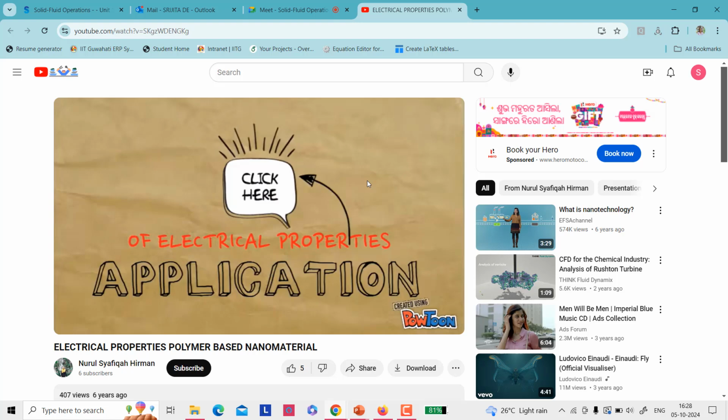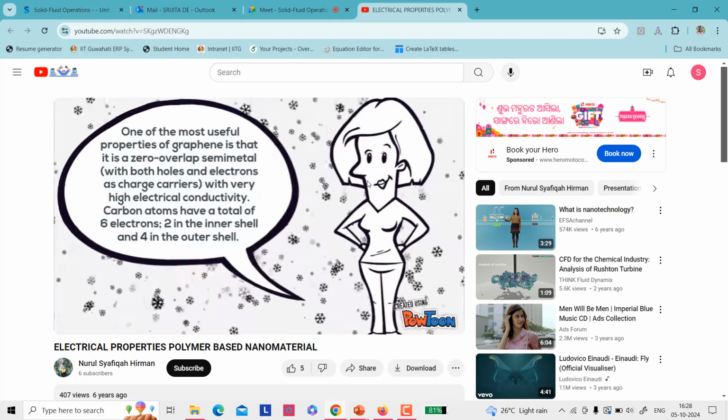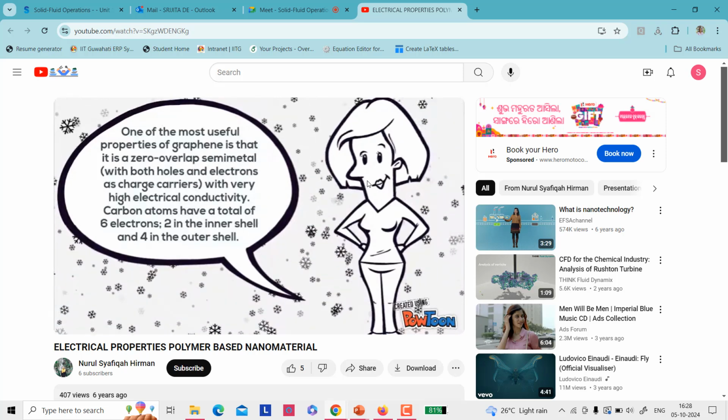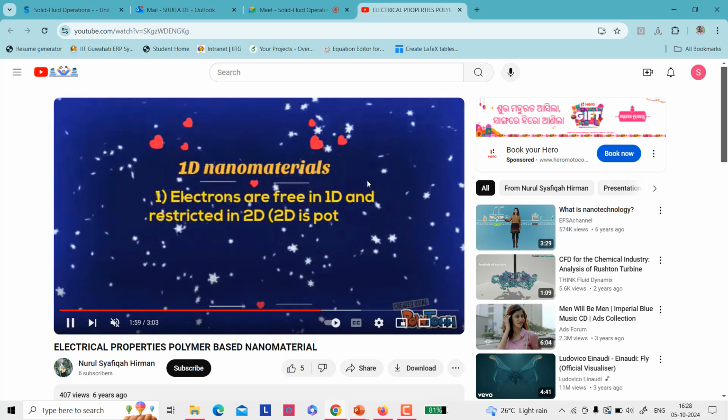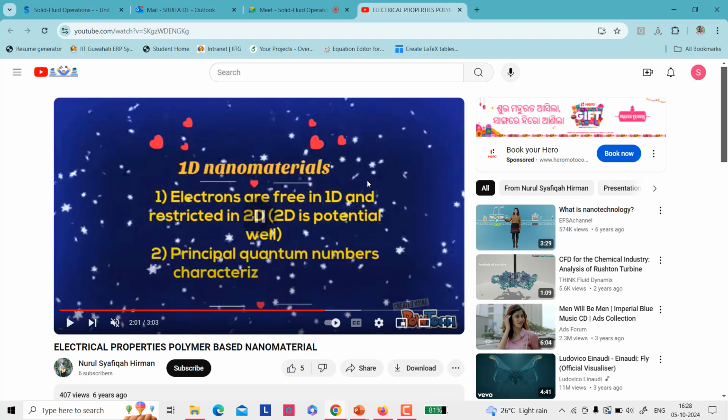So this is all about the conduction band, valence band, and the band gap. So we have seen that as the particle goes to the nanometer region, their band gap increases, so that they need more energy to excite.